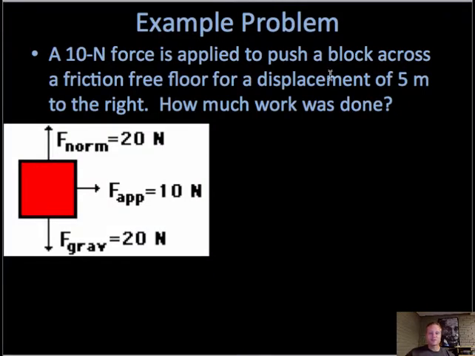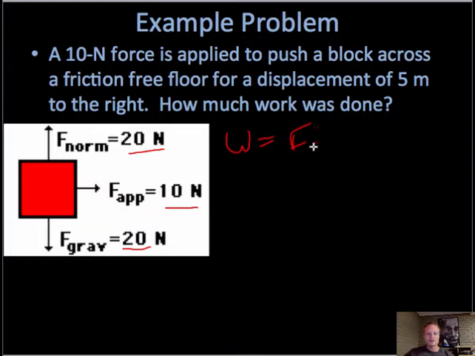Let's take a look at an example problem just to get you an idea of what you might be expected to do. Basically the trickiest piece here is that we have this free body diagram where you have a normal force of 20 newtons up and a force of gravity of 20 newtons down, and then you have an applied force of 10 newtons. Again, you're looking for the net force, and you'll notice the normal force and the gravitational force balance each other out, right? They're going in opposite directions and they're equal in magnitude, so they don't actually apply here in the work equation, which I'm going to write down right now.